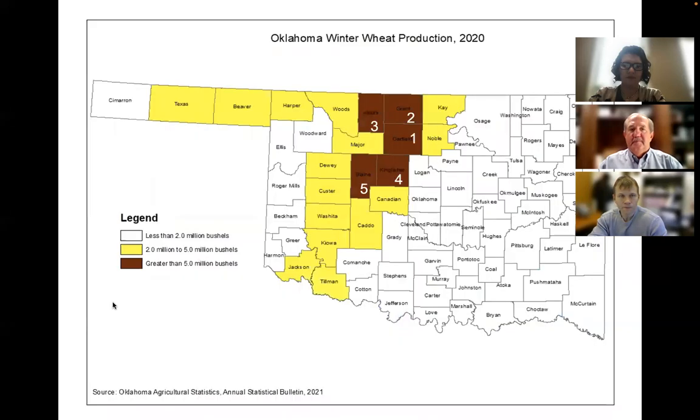Next slide. Okay, let's talk a little bit more about pure ag. Wheat is obviously one of Oklahoma's biggest commodities. This data is as of 2020. You can see here the 5 counties that have greater than 5 million bushels of wheat that were produced in 2020. And we have quite a few counties. Again, most of this is geared towards the western half of the state with over 2 million bushels of wheat.